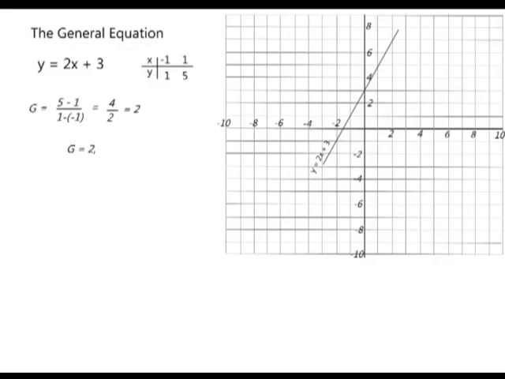Another thing to note, the line cuts the y-axis at point (0, 3). This point is called the y-intercept of the line. It is important to note that the y-intercept occurs when x is 0, which is the equation of the y-axis. And so, for the line with equation y is equal to 2x plus 3, the gradient is 2 and the y-intercept is 3.